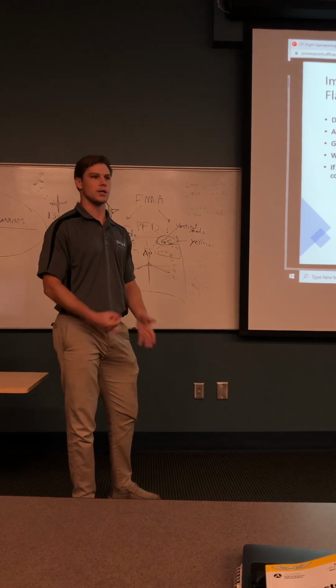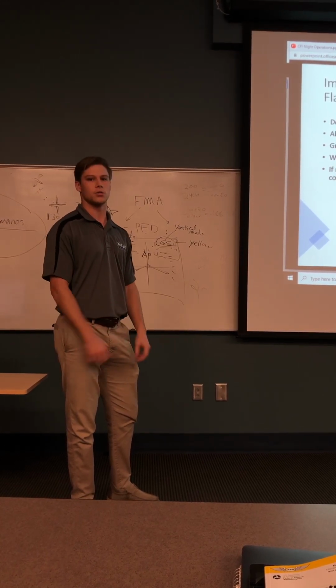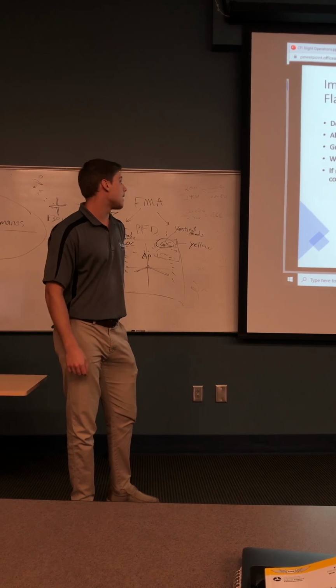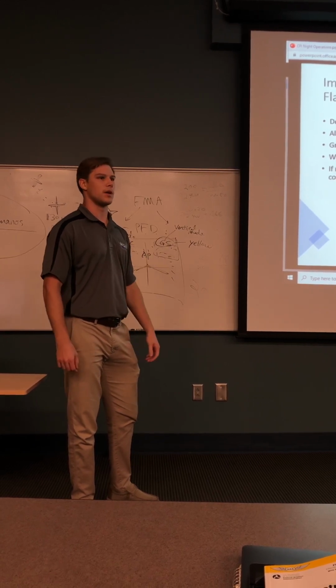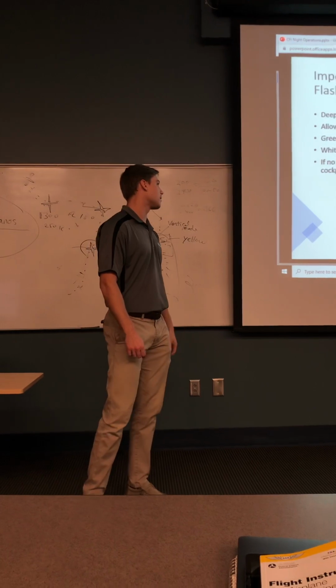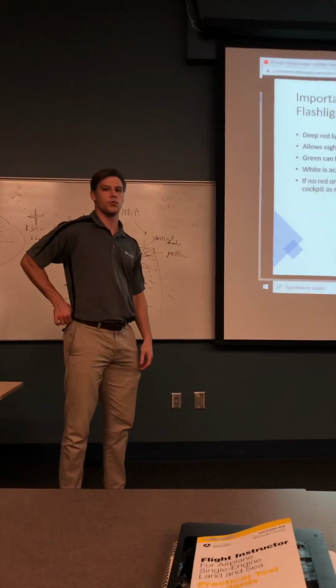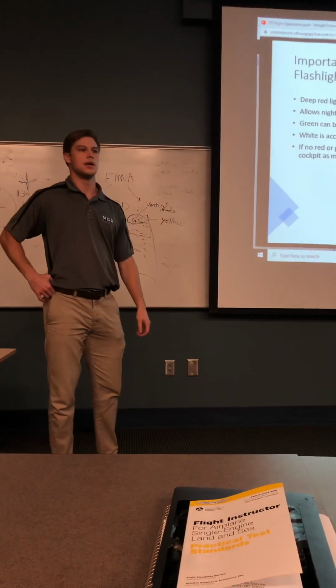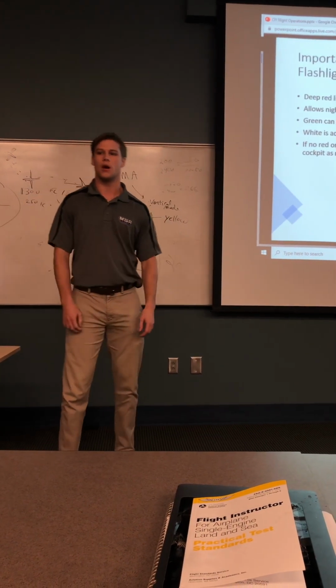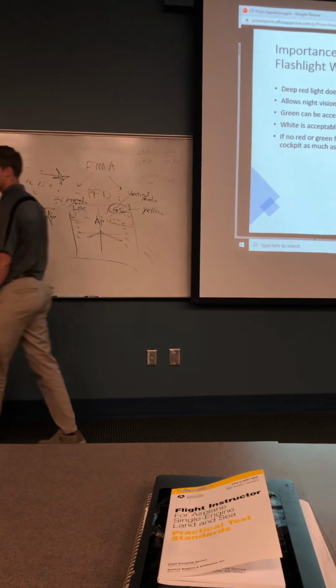And if you don't have a red light, green can also be acceptable. You can use a white flashlight for pre-flight, just don't shine it near your eyes or anything like that. And if you don't have a red or green flashlight available, you want to dim your cockpit on the insides as much as possible. Keep the lights down low, that way you're not resetting your night vision.